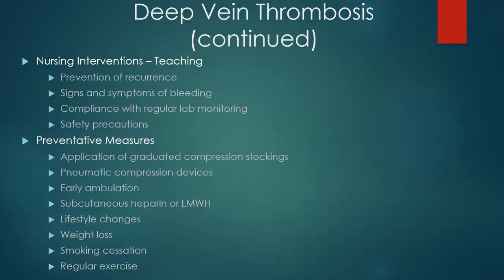We also want to make sure that we're educating on compression socks, early ambulation, subcutaneous heparin if they're on it, and lifestyle changes, weight loss, smoking cessation. I haven't really hit on smoking, but smoking really increases your risk for DVTs. If we think about the plaque that can build up in your body from smoking, it puts you at risk for clots and things like that. And regular exercise really just helps to keep you healthy and keep your body moving.